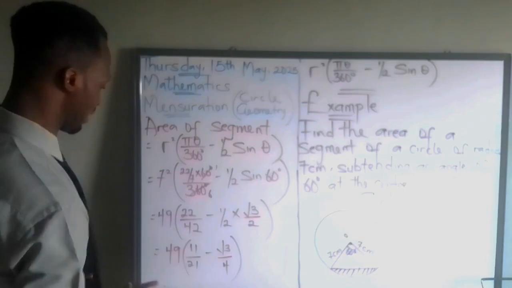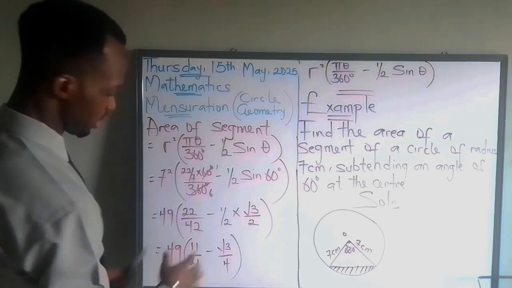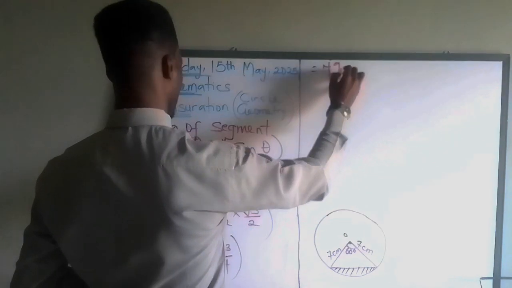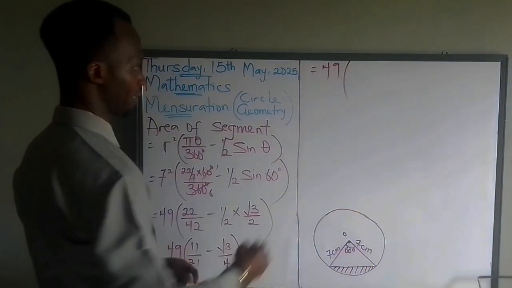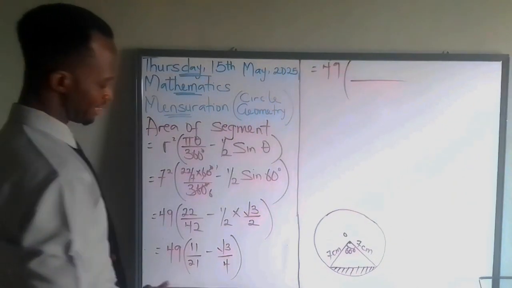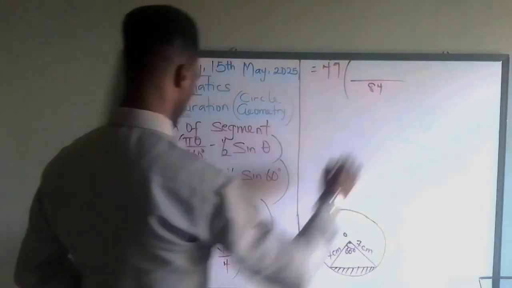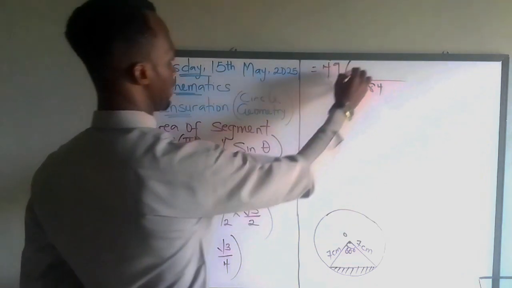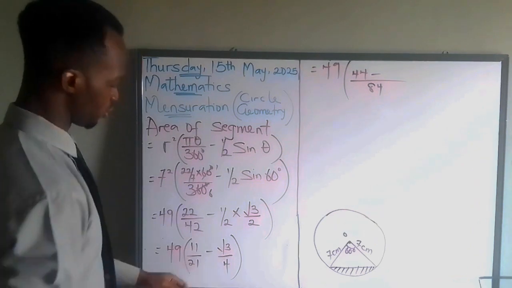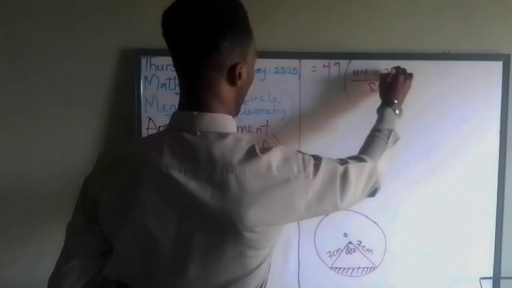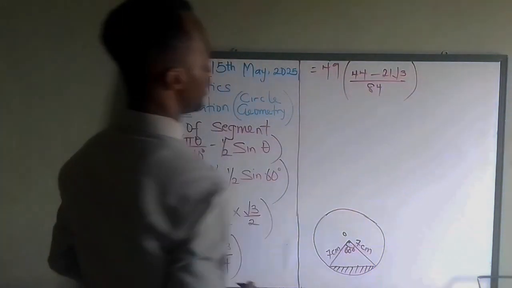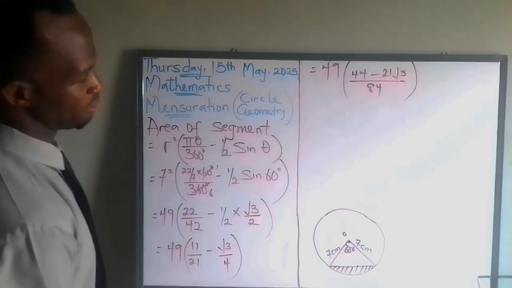Alright, so let's simplify the one in the bracket first. So we have, this is 49. The LCM, 21 times 4, that's 84. 84 divided by 21 is 4. 4 times 11 is 44. Minus 84 divided by 4 is 21. So here we have 21 root 3. Alright, so the next thing to do is to simplify further.